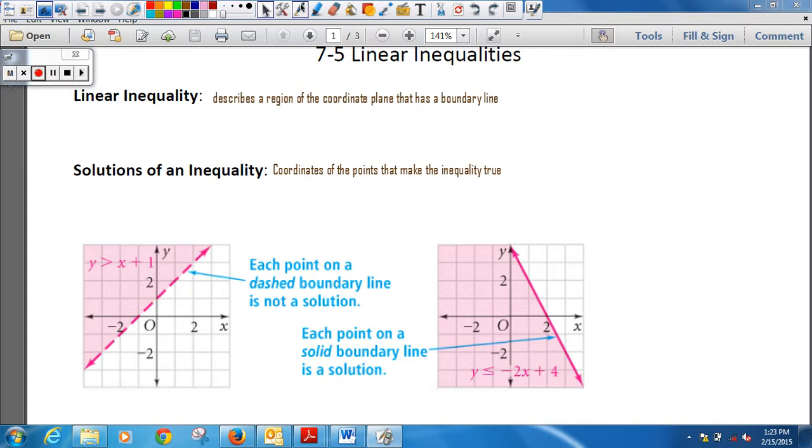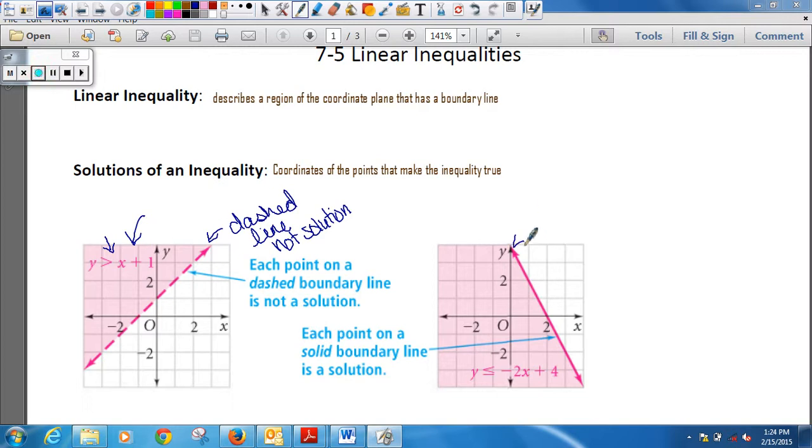If we look at these ones that we have down here, we have y is greater than x plus 1. Because this is only a greater than sign and there's no equal to part, our line is a dashed line. Anytime it's a dashed line, that means the points on the line are not a solution. The only solutions to this inequality are the ones in this pink shaded region. So there is one more step you have to do besides graphing the line: you will have to shade in the portion that works.